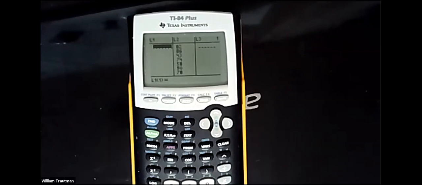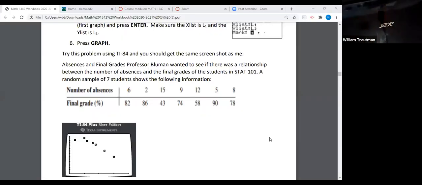For those of you that are not trying this, shame on you, because you're going to come calling me while you're taking a test, saying I can't enter the data. There's nothing I could do then.